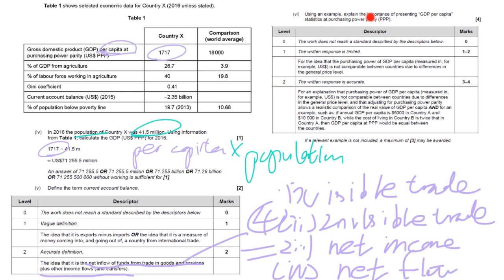Let's move on to part 6. You have to explain the importance of presenting GDP per capita at the PPP. Indeed, at the PPP it is to do comparison for the real value, ignoring the inflation. So let's put it down. You will ignore or neglect the effect of inflation to make sure you have the correct value of the cost of value.